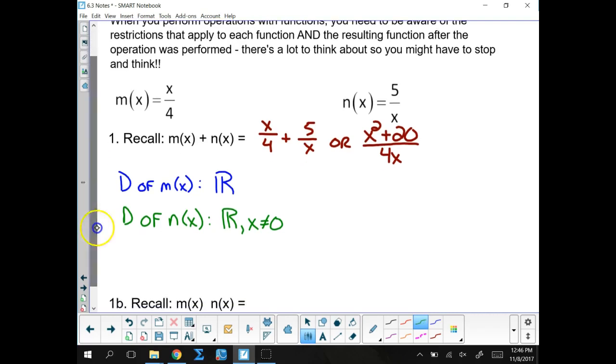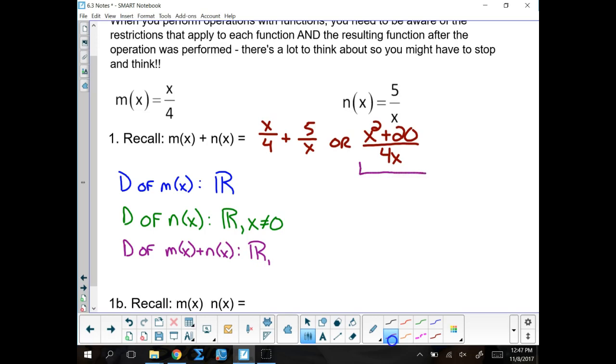Now I look at this one. Do I have a radical? No. Do I have a fraction? Yes. Is it a possibility that that denominator could be 0? When x equals 0. So that again would be a restriction.